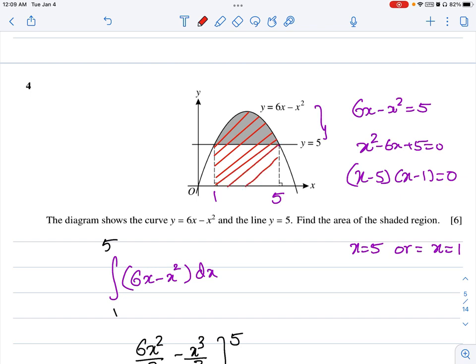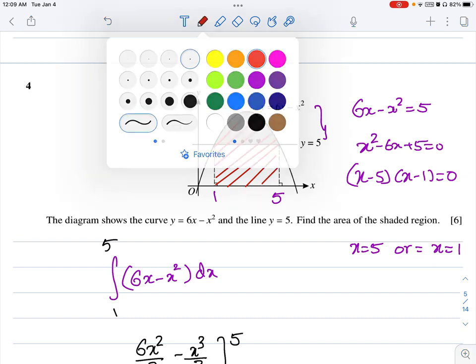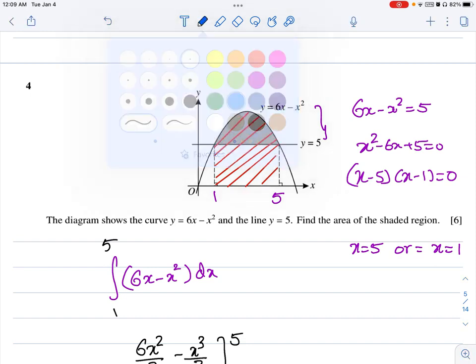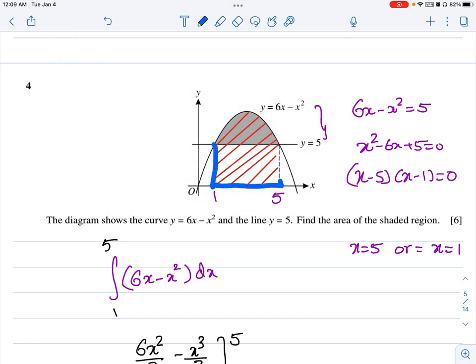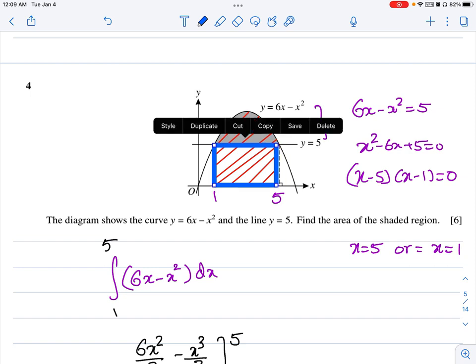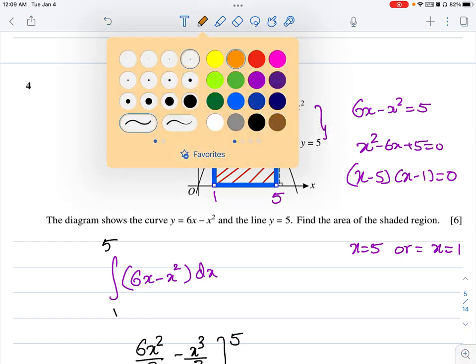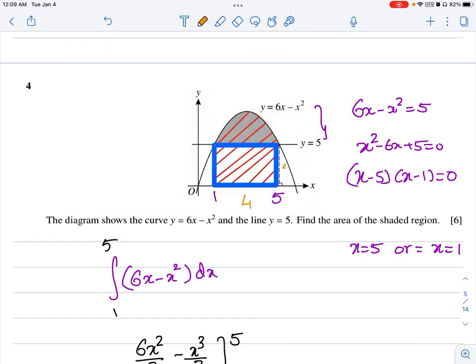But I don't want that entire area. I want only that shaded one. So what should I be doing? I should subtract the rectangle. Which rectangle is that? This rectangle. Let me highlight it. This rectangle has to be subtracted. I have to find the area of that rectangle. We can see that the rectangle's length is 4, height is 5.